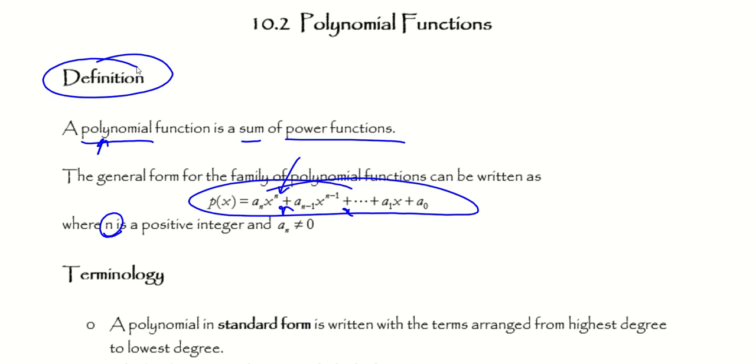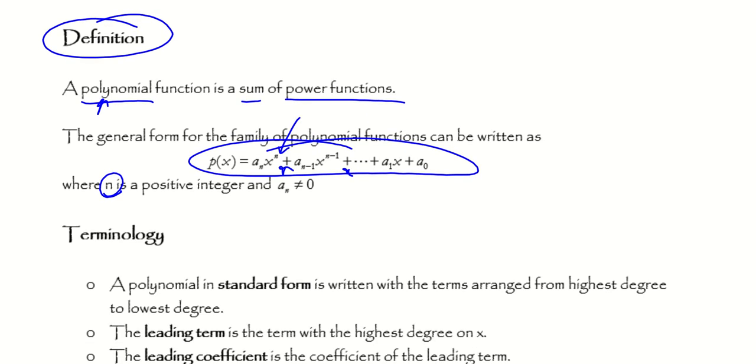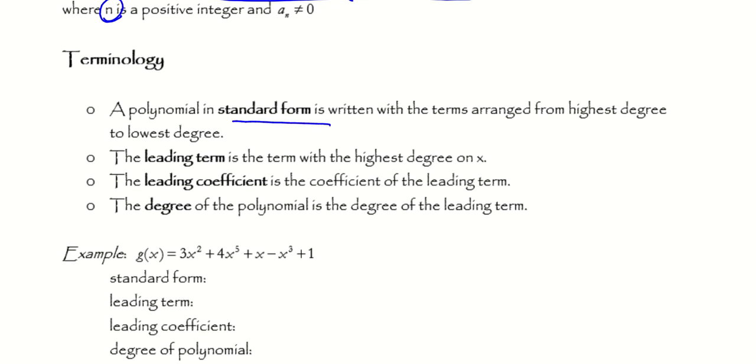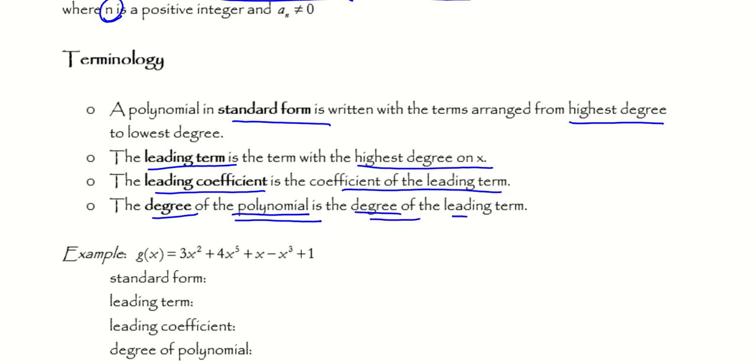As far as terminology goes, standard form is when a polynomial is written from the term with the highest degree working down to lowest degree. The leading term is the term that has the highest degree on x. The leading coefficient is the coefficient of that leading term. And the degree of the entire polynomial is the degree of the leading term.